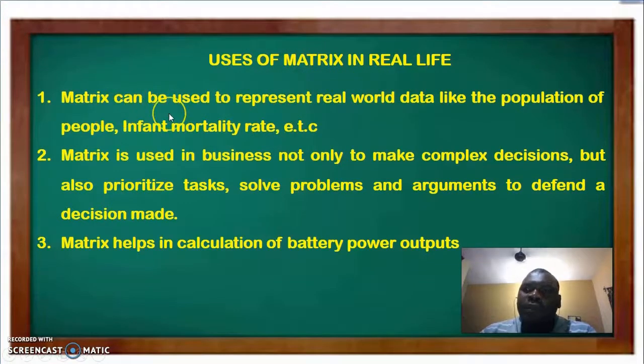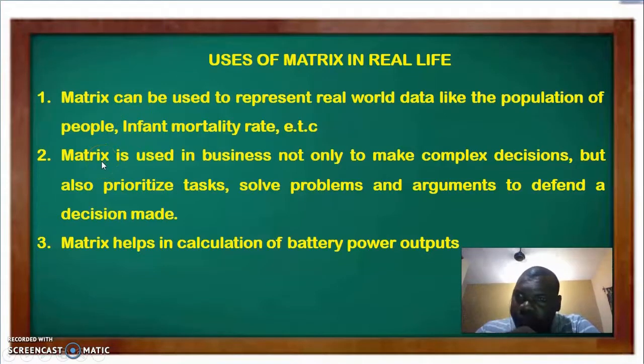Number one, matrix can be used to represent real world data like population of people, infant mortality rate. This infant mortality rate has to do with death rate, children death rate, and so on. So for population of people, you can use matrix to represent data information.